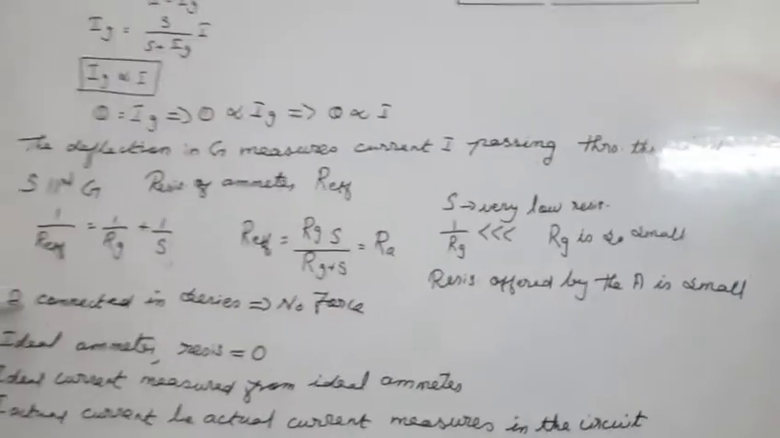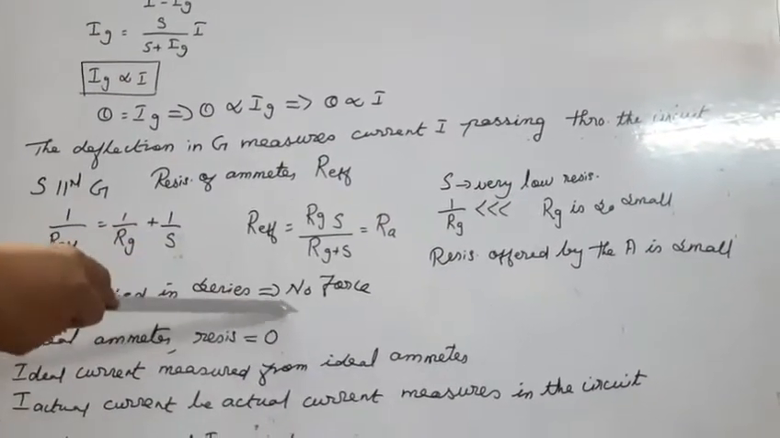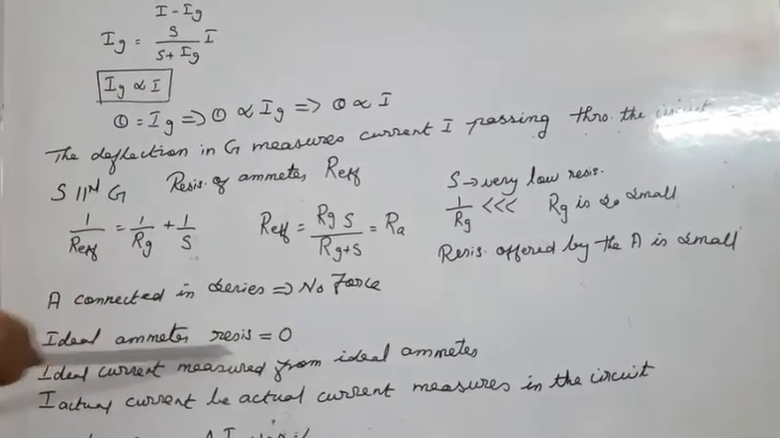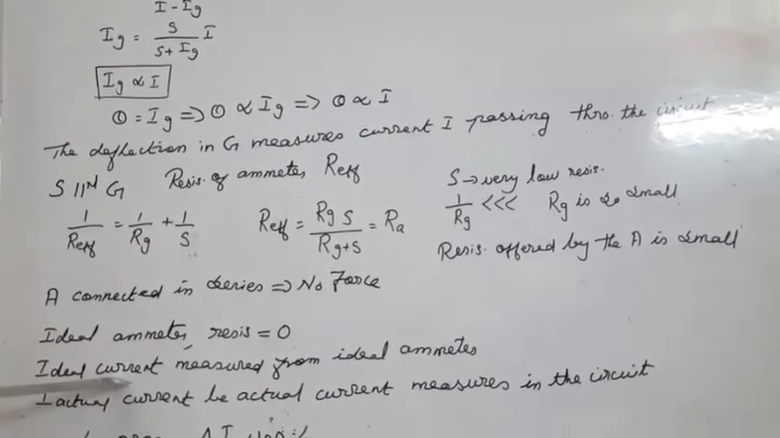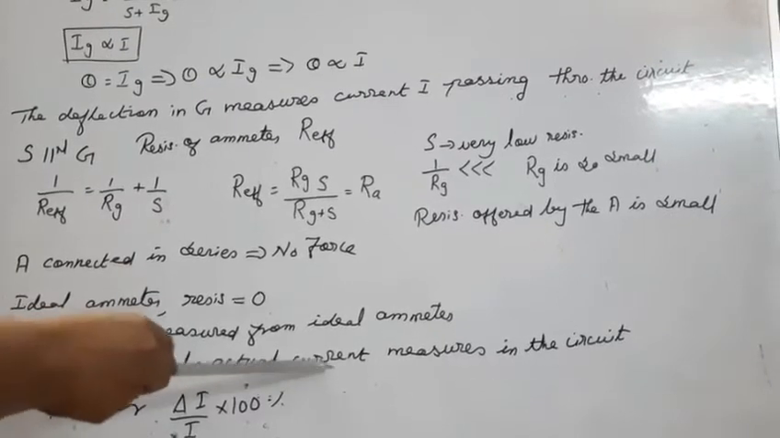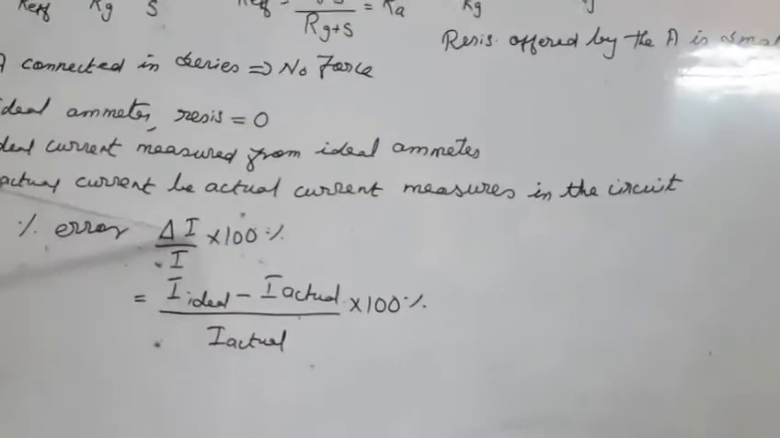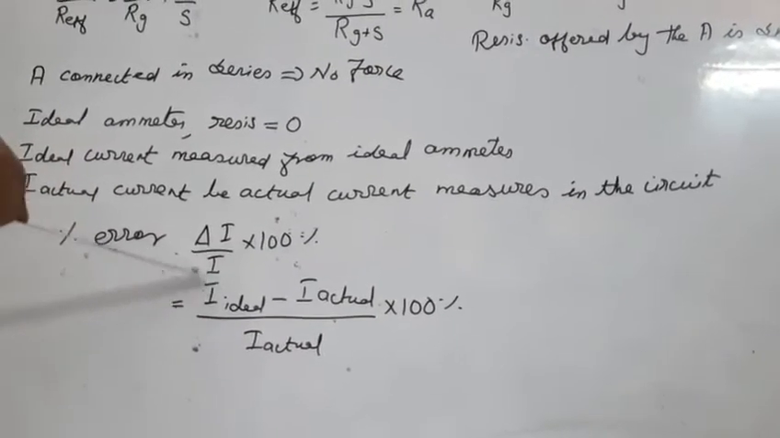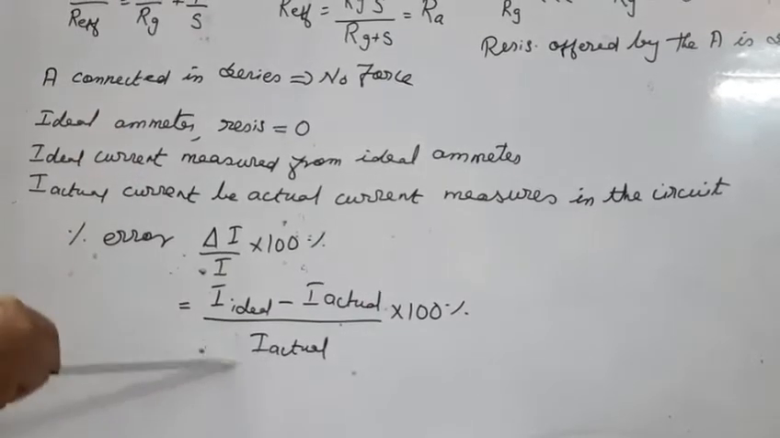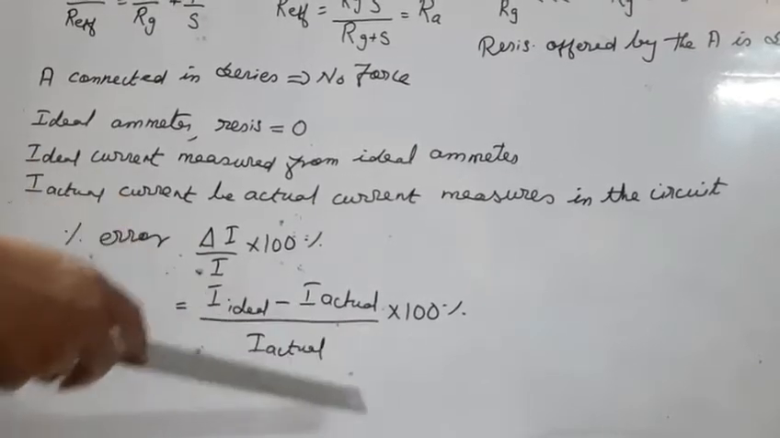Suppose we connect the ammeter in series, the ammeter will not change the resistance. For an ideal ammeter, the resistance must be equal to 0. Let I ideal be the current measured from an ideal ammeter and I actual be the current in the circuit. So the percentage error in measuring current through the ammeter is del I by I into 100 percent. Therefore, (I ideal minus I actual) divided by I actual into 100 percent.